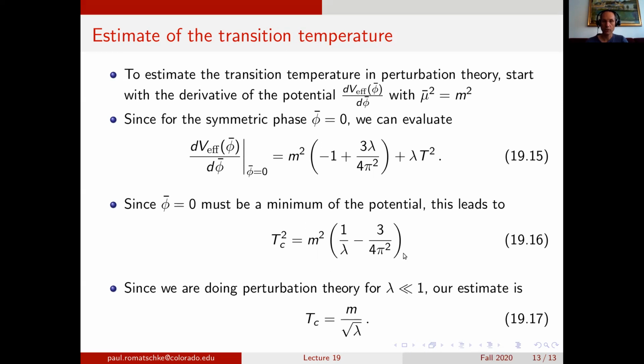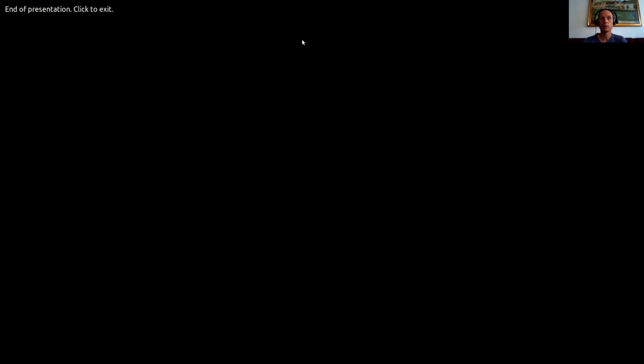However, we are doing perturbation theory, meaning that we are expanding around the case of very small lambda. So by consistency, we basically have to ignore the constant offset to leading order in perturbation theory. So we find that we can expand the right-hand side in powers of lambda and find that to leading order in perturbation theory, the critical temperature is just given as m over the square root of the coupling constant. And this concludes the present lecture.